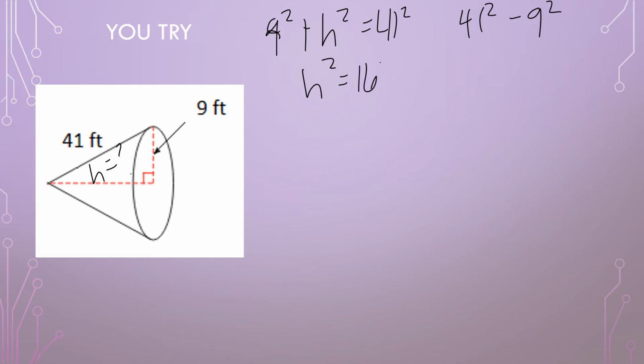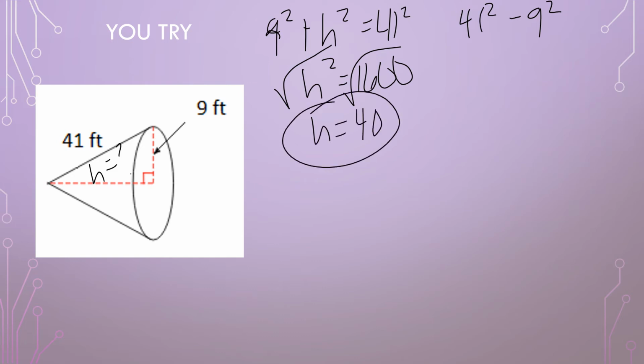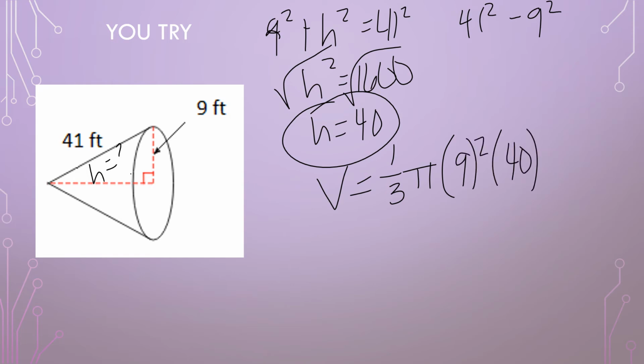And you get 1600. Then to get h by itself, you need to take the square root of both sides, and you get 40. So plug it into your volume equation for a cone. 1/3 times pi times r squared, which is 9, times the height, which is 40. You can plug all that in. You get 3,392.92 feet cubed. That is a point, not a comma.